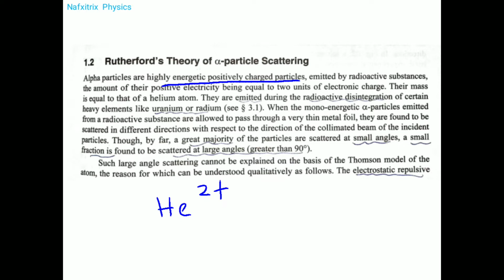As we know, atoms are neutral, and on removing two electrons from the helium atom, initially its charge is 0 because it is neutral, 2 protons and 2 electrons. But as we have removed 2 electrons, now it is positively charged, that means plus 2. That's why they are highly energetic positively charged particles. It is positively charged, but they are saying it is highly energetic. So how are they getting that energy? They get that energy because of emission by radioactive substances.